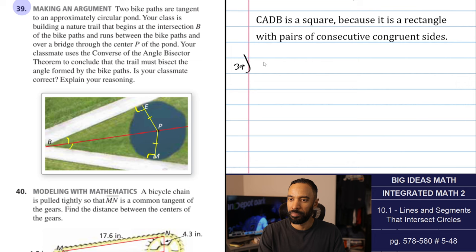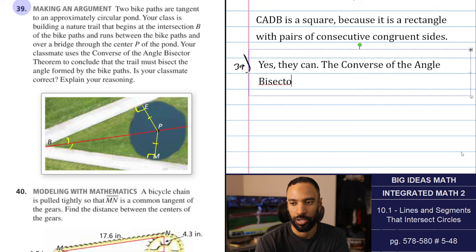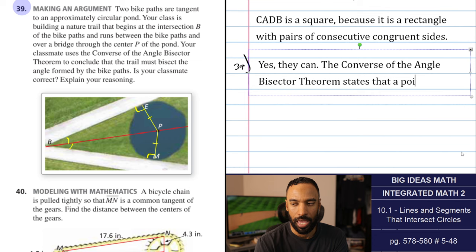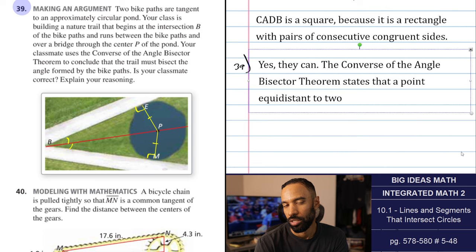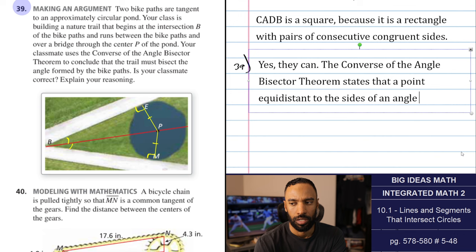It's a lot I can say here. The converse of the angle bisector theorem states that a point equidistant to the sides of an angle must bisect that angle.